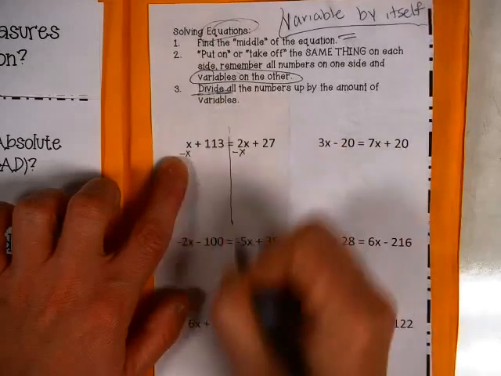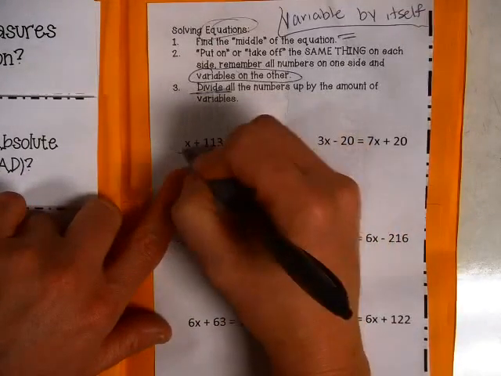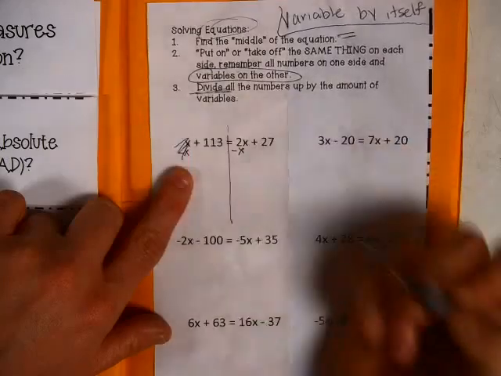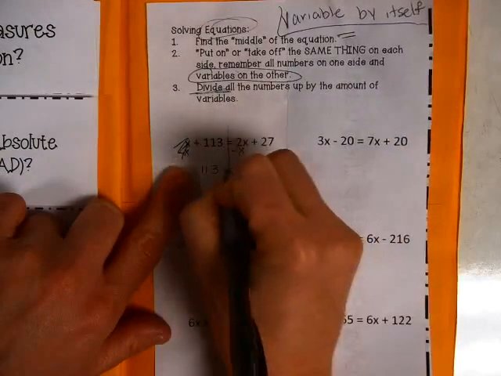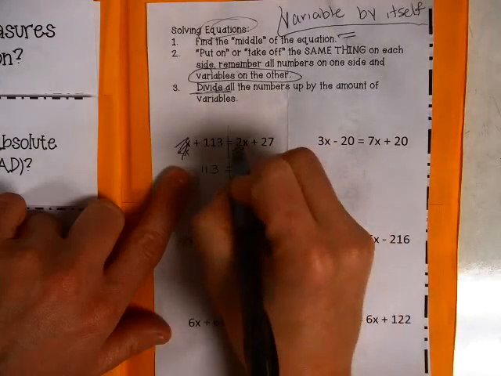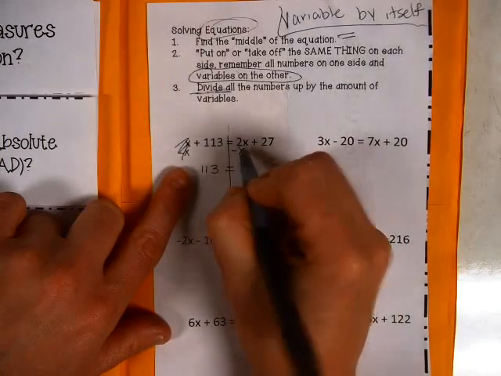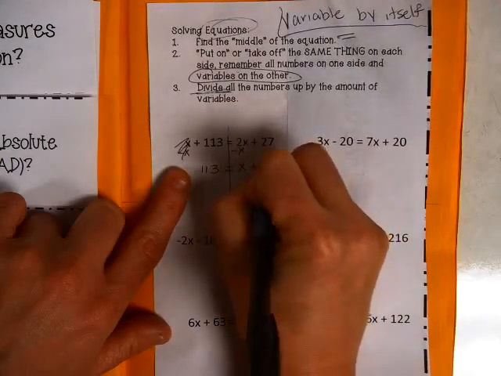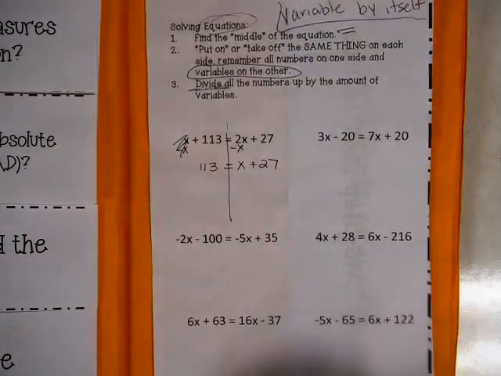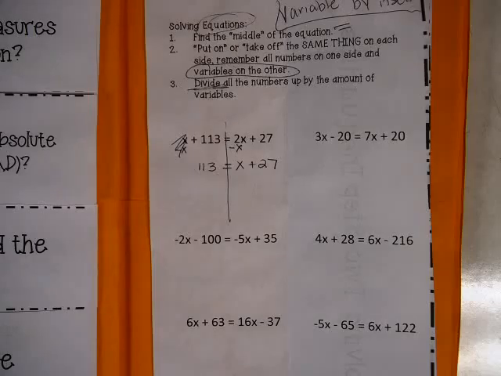If I do it to one side, I have to do it to the other. So this cancels out and I have nothing. I'm just left with 113. And then this 2x minus the 1x is x plus 27. Now, my goal is still the same. I want the princess by herself.